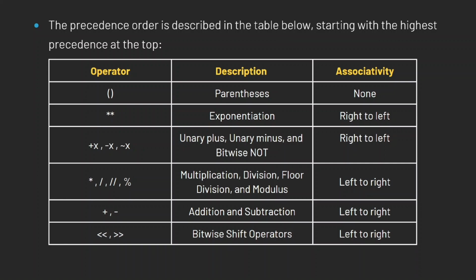Next are unary plus, unary minus and the bitwise NOT operator. These operators come third in precedence. They also have right to left associativity, so they are evaluated from right to left. Next are multiplication, division, floor division and modulus. These operators are fourth in precedence and they are evaluated from left to right. Next are addition and subtraction. These operators come fifth and also have left to right associativity.